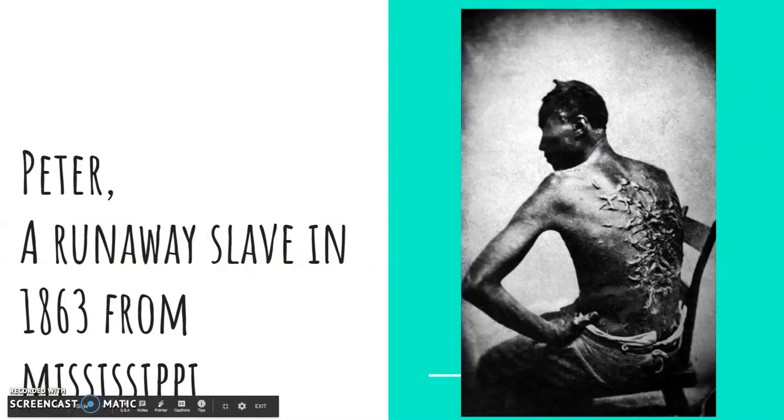So an example of who our own United States government, when it was initially founded, is not going to benefit, who it wasn't designed for, was slaves. Okay, on the right is a portrait, a photograph of a runaway slave named Peter from 1863. You can see the markings on his back where he was whipped because he was caught after running away.